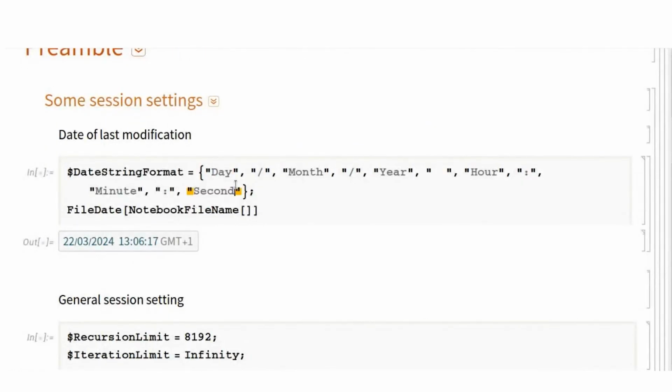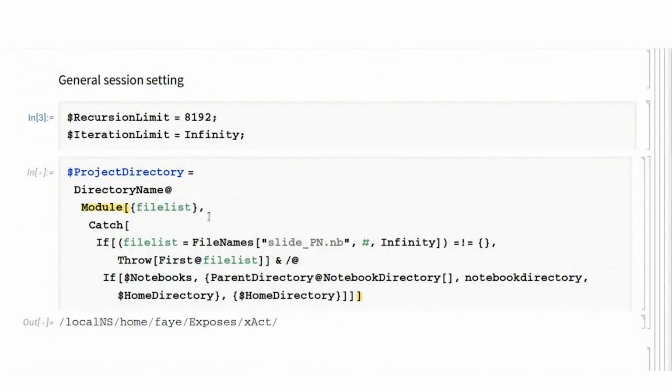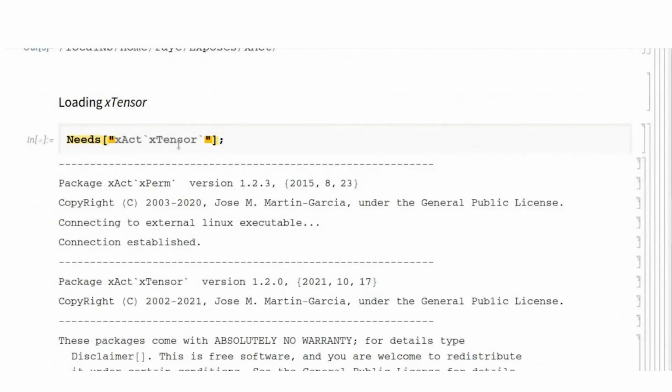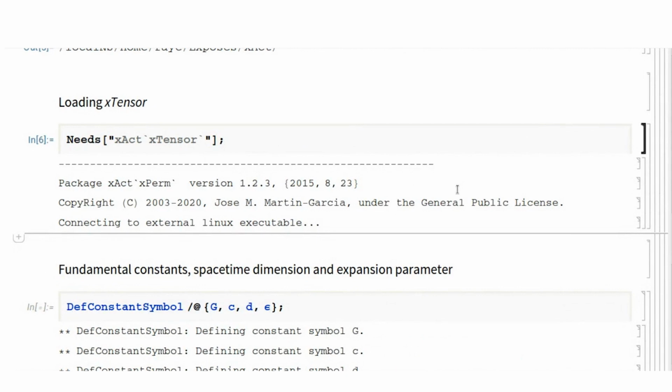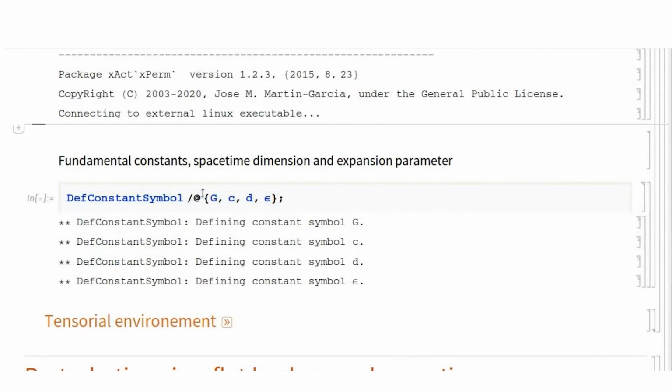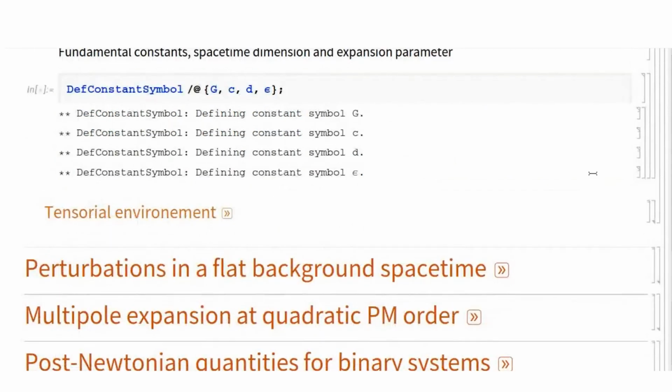So let us first initialize the session and load xAct xTensor. I will need a few constants, like Newton's constant, the speed of light, the space dimension, and a small parameter, because I'm going to talk about post-Minkowskian expansion, which is a perturbative expansion in G, Newton's constant, and post-Newtonian expansion, which is a perturbative expansion in 1/c, the speed of light.